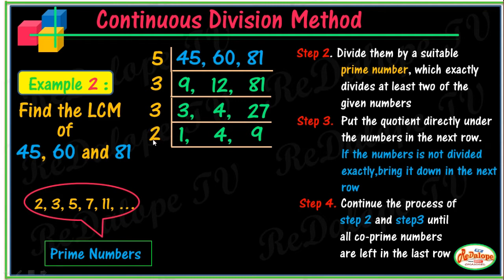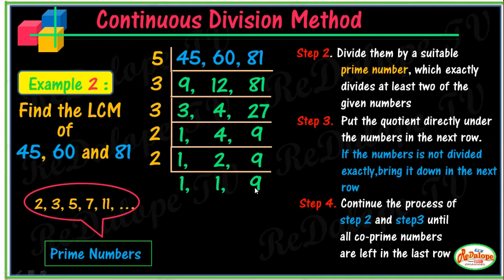1 divided by 2 cannot be, so bring it down here. 4 divided by 2 is simply 2. 9 cannot be divided by 2, so we'll bring it down here. Now 1, 2, 9 are not co-prime, so we still continue the process. So we'll follow step 2 and 3 again. 2 can be divided by 2, so we'll divide this by prime number 2. 1 divided by 2 cannot be, so bring it down here. 2 divided by 2 is exactly 1. 9 divided by 2 cannot be, so bring it down to the next row.